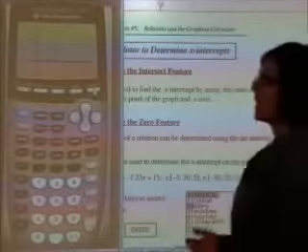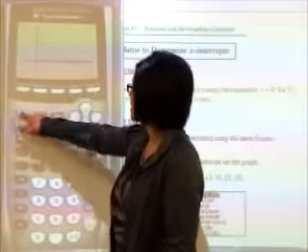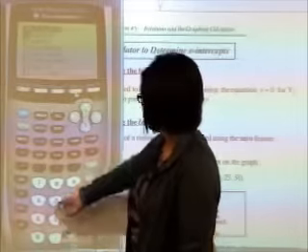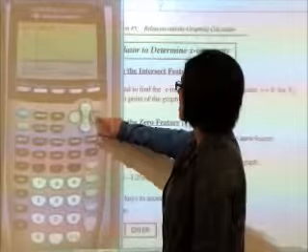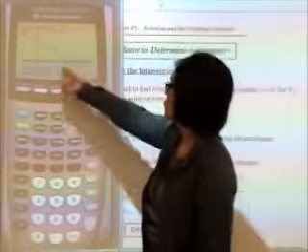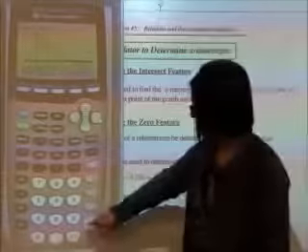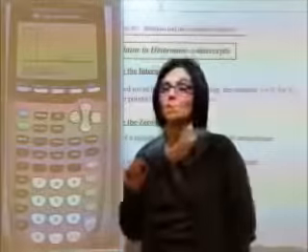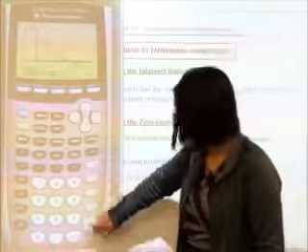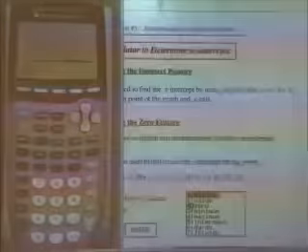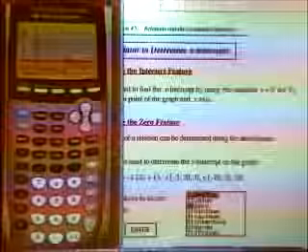So now if I wanted to find the intersection between the two, second calc, intersect, and then I can move the cursor close to that intersection point. First curve means it's on the first graph. Press enter, second curve means it jumps to the second line. I press enter again, it says guess. I press enter one more time, and up comes the intersection. So when x is equal to 12, y = 0. That becomes my x-intercept. So that's the intersection feature.